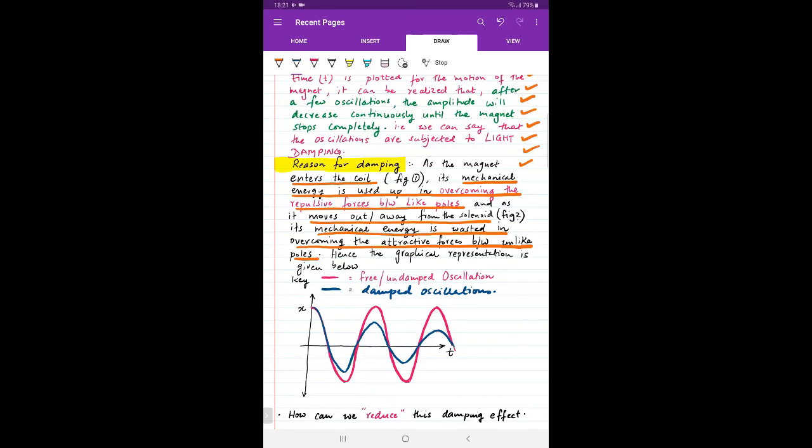When the magnet was getting pushed in, its mechanical energy was getting consumed in overcoming the repulsive forces between like poles. And similarly, when the magnet was getting pulled out, once again its mechanical energy was getting consumed, this time in overcoming the attractive forces between unlike poles. So consequently, this continuous opposition is going to dissipate energy. So mechanical energy is wasted. Thereby, the amplitude of oscillation continues to decrease. So after a few oscillations, you would expect the magnet to completely come to a state of rest. See?